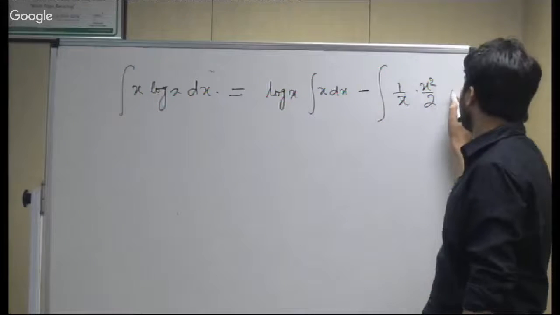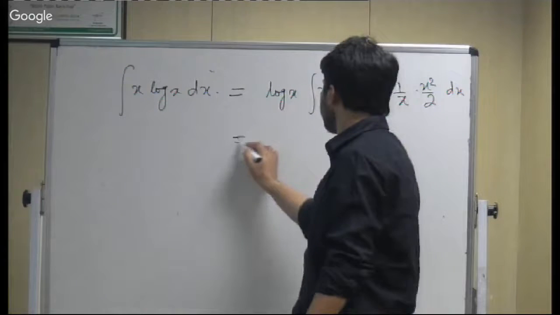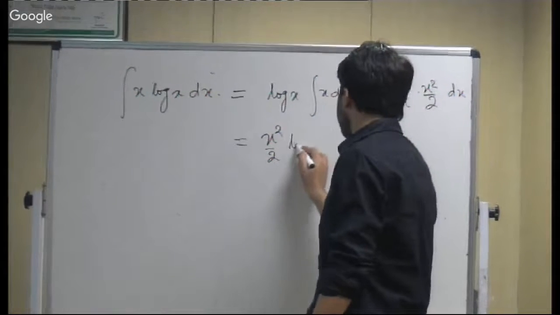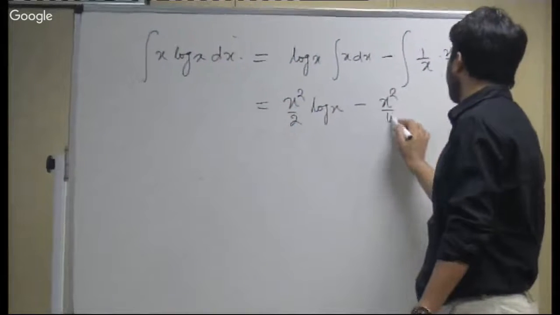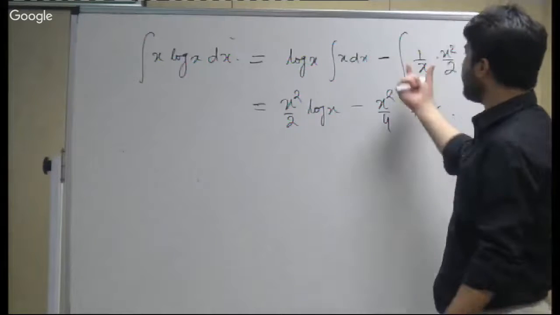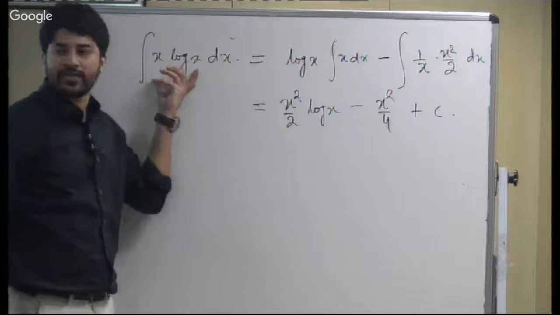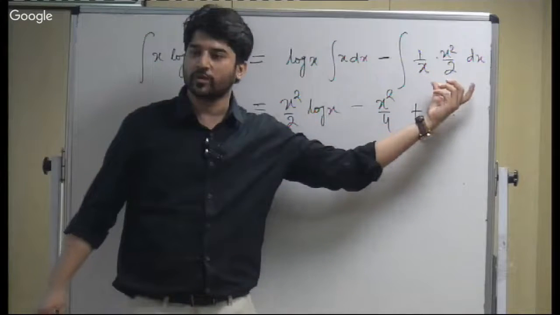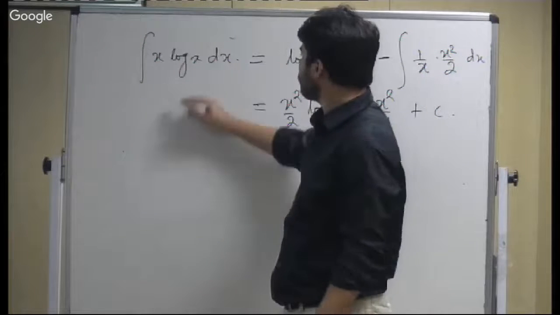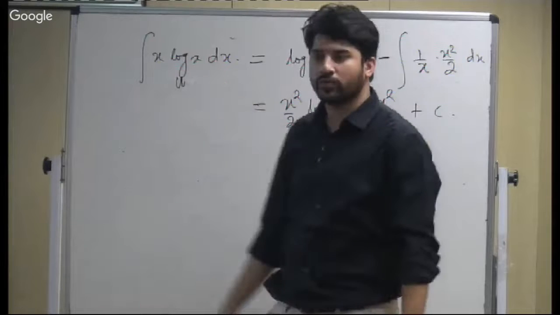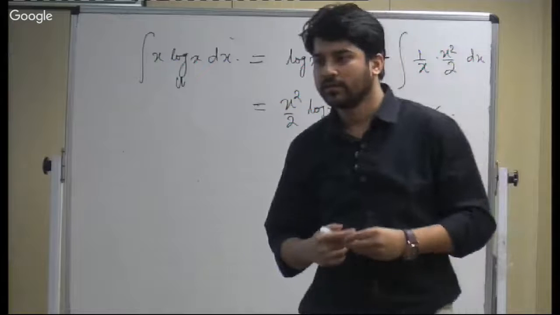Okay. Clear? So what will be the final answer? x square by 2 log x minus x square by 4 plus c. Why were we able to find the answer? Because x log x was difficult to integrate, but 1 by x into x square by 2 was easy to integrate. So what was my u? What became my u? This became my u, right? And x dx became my dv, right?